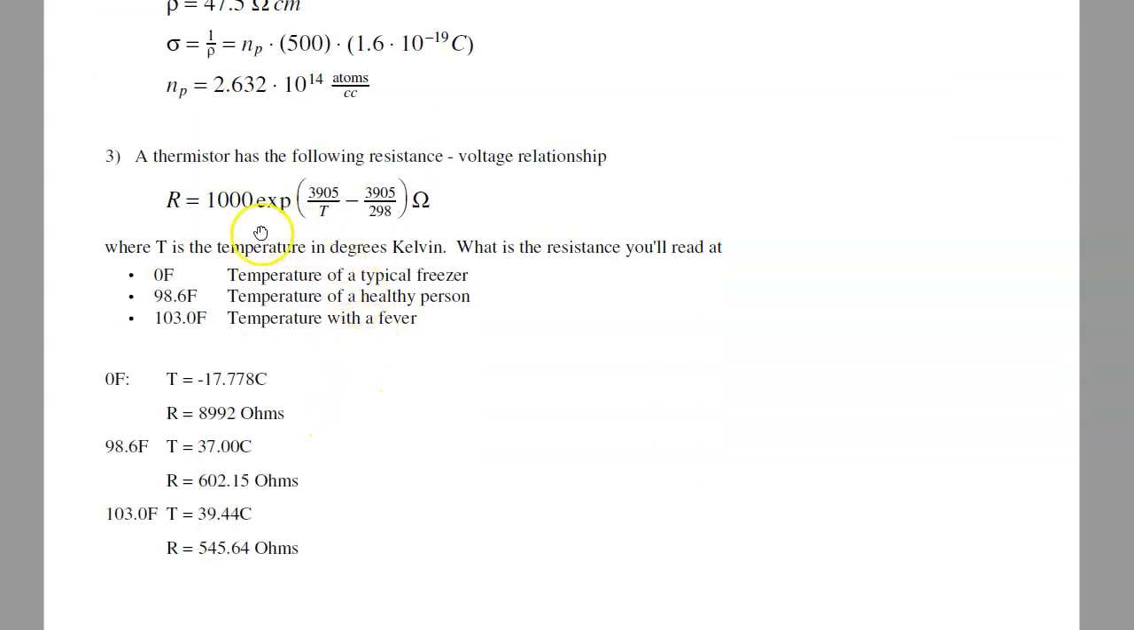Problem 3 is just plug into equations. This is the resistance of a thermistor. It's the one that we typically use in lab. Your beta or B number is 3905. And T here is in Kelvin. Celsius plus 273 is Kelvin. So at 0 degrees Fahrenheit, minus 17 degrees Celsius plus 273 gives you the temperature in Kelvin.